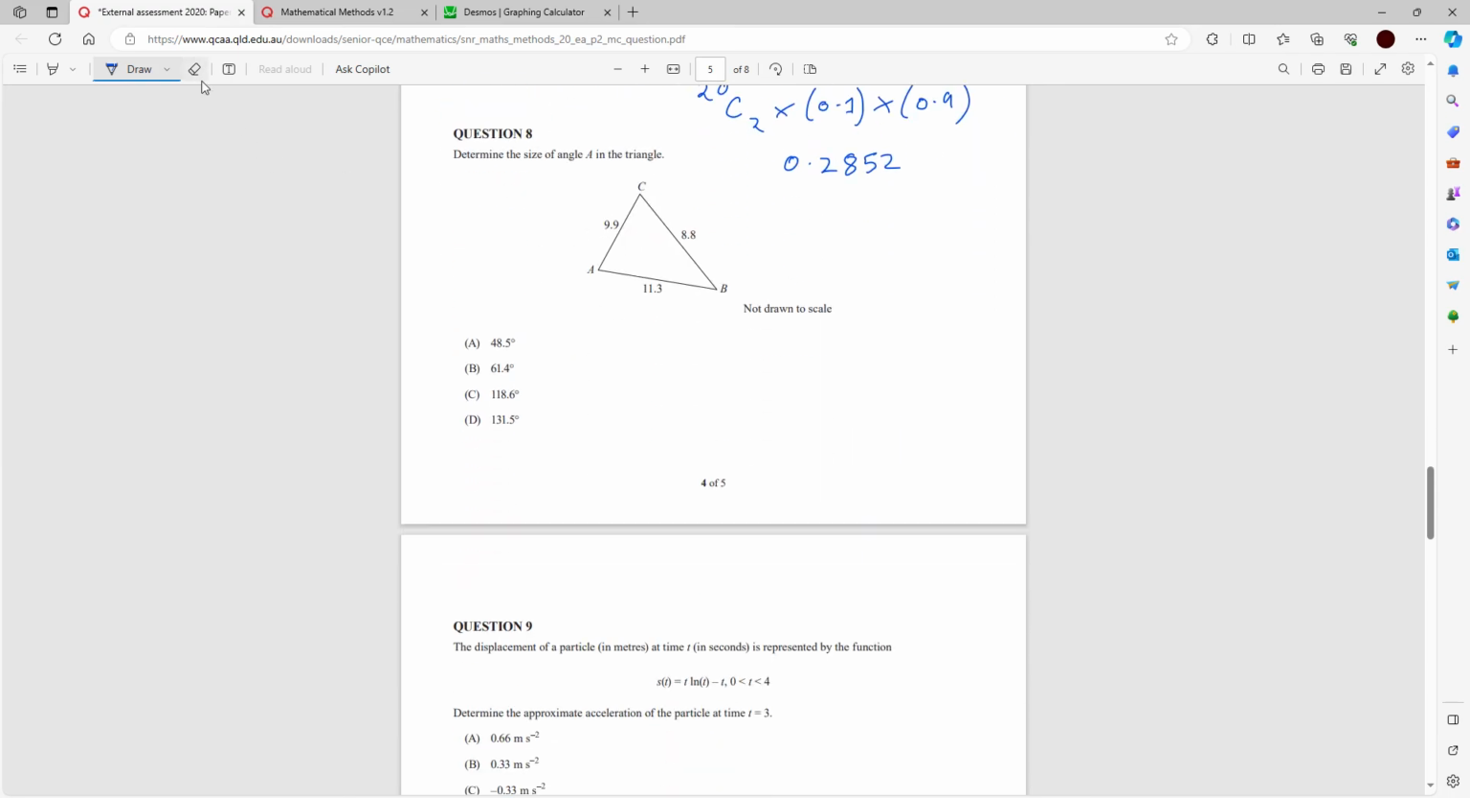Question 8, determine the size of angle A. Okay, so what we're going to do is adapt the cosine rule. In your formula sheet, you get given this, the cosine rule.